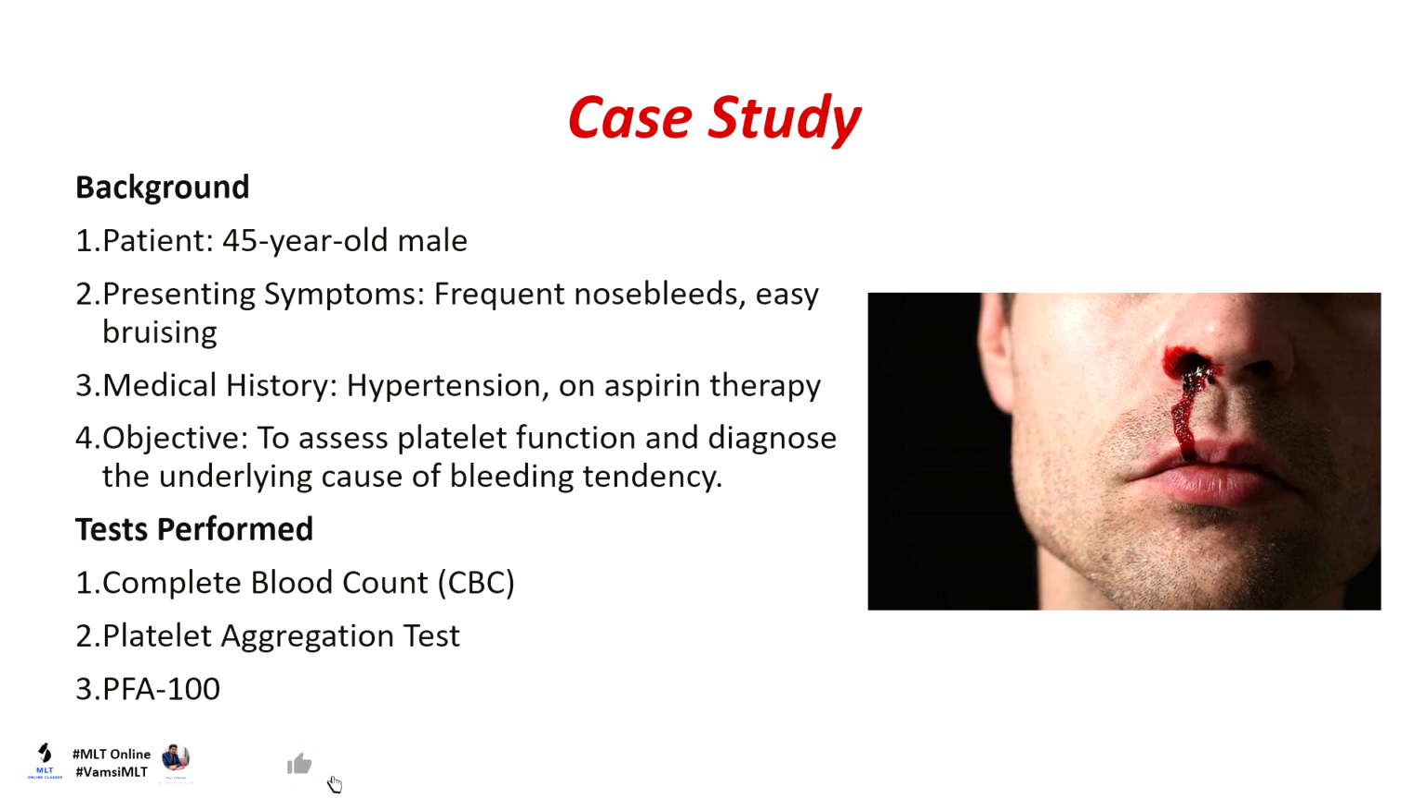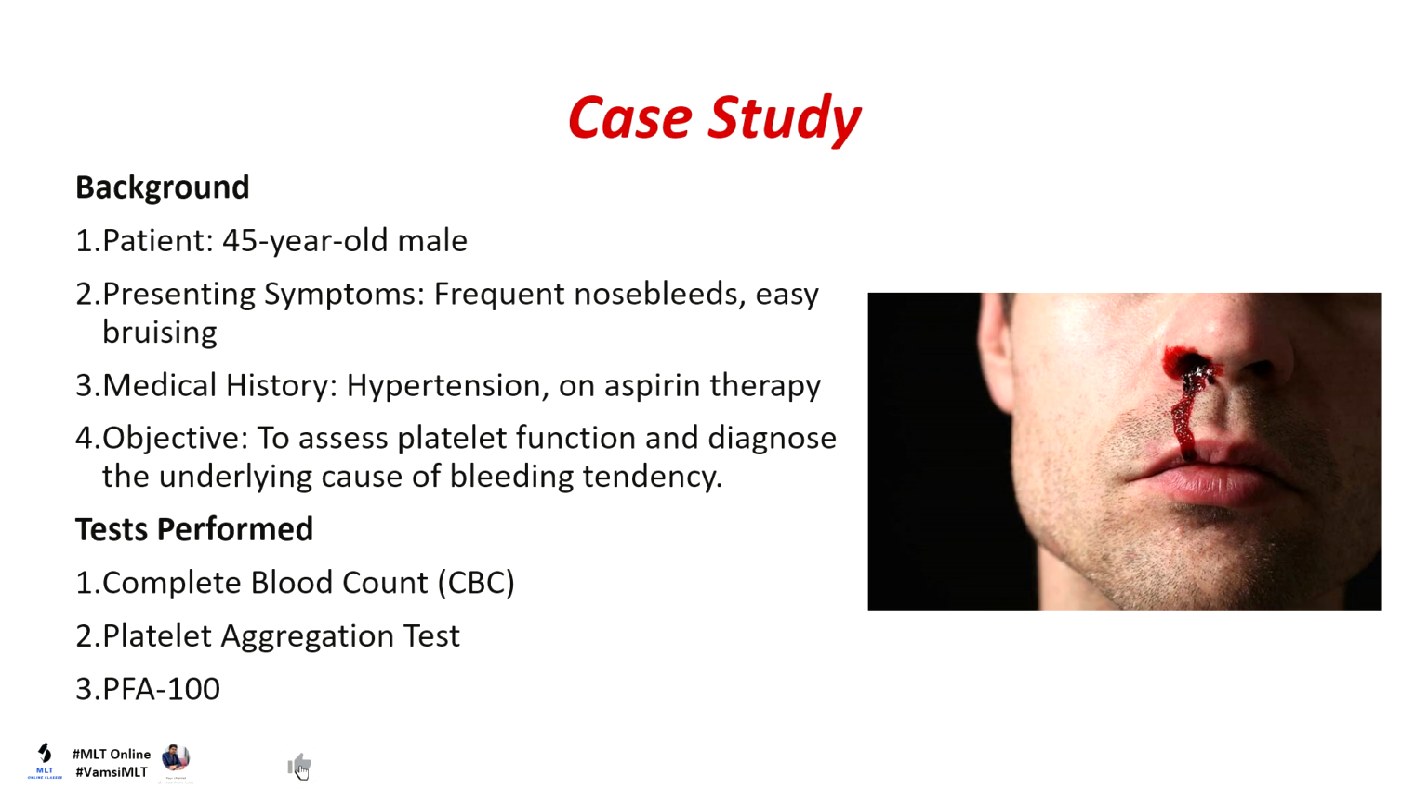Sample case study. Background: the patient is a 45-year-old male presenting with symptoms of frequent nosebleeds and easy bruising. Medical history: hypertension, on aspirin therapy. Objective: to assess platelet function and diagnose the underlying cause of the bleeding tendency. Tests performed: complete blood count (CBC), platelet aggregation test, and PFA-100.